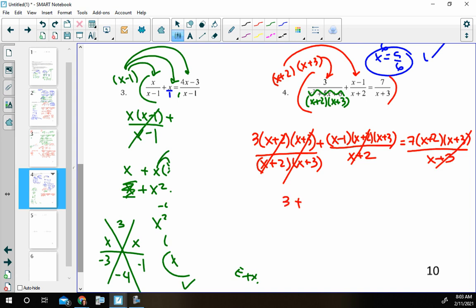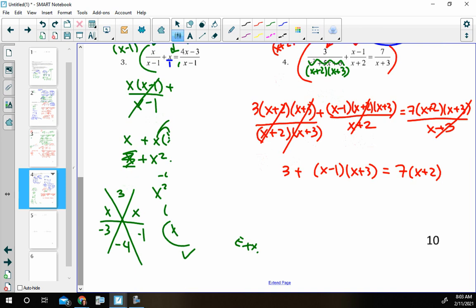So I have a 3 here. x minus 1, x plus 3. 7, x plus 2. Okay. Next up, get rid of the parentheses so I can start combining. Most likely you're going to have to factor. Okay, so the last side here, I'm going to have to delta rainbow.